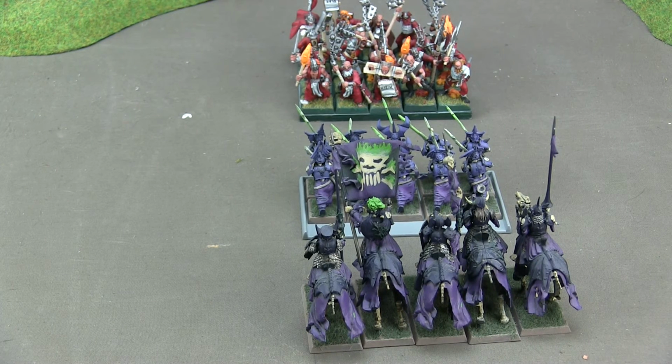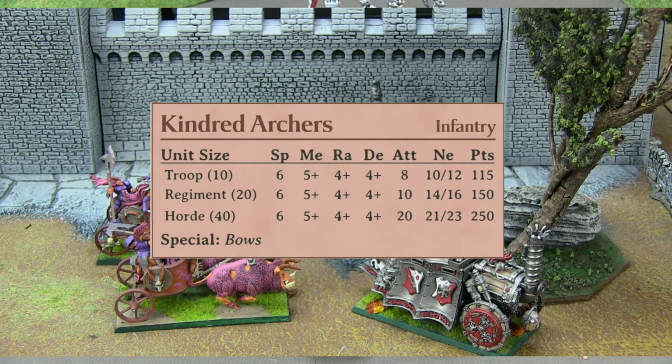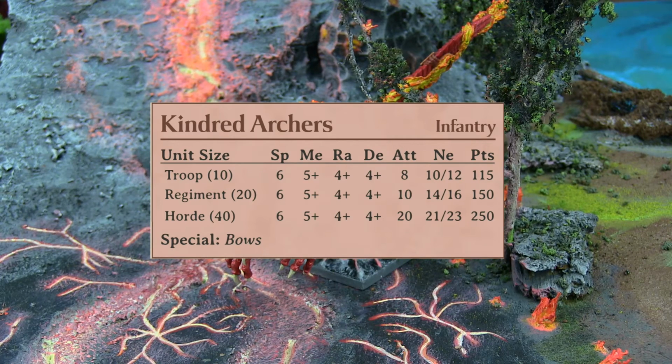Alright, so let's talk a little bit about stats. This is an example of the stats that you would see available for a unit in its army roster. It'll show you at the top right there what type it is, so whether it's infantry, cavalry, etc. Its unit size options, so whether or not you can take a troop, a regiment, a horde, a legion. Not always will you have all of those options available to you.